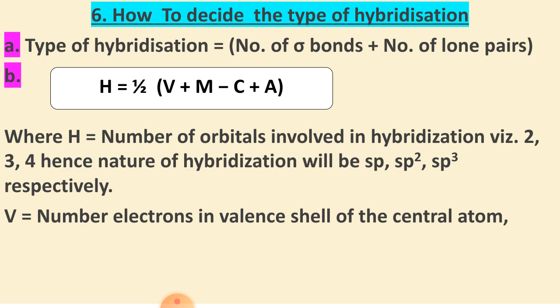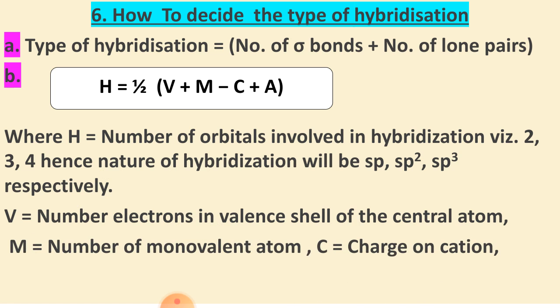V is the valence electron number of the central atom, M equal to the number of monovalent atoms. Monovalent atoms means those atoms which have valency 1, that is hydrogen, Cl, but not oxygen, it is a divalent atom. Fluorine, hydrogen, chlorine, these are monovalent atoms. Nitrogen is a trivalent atom. So here you have to put only the number of monovalent atoms. C is the charge on cation, A equal to the charge on anion.